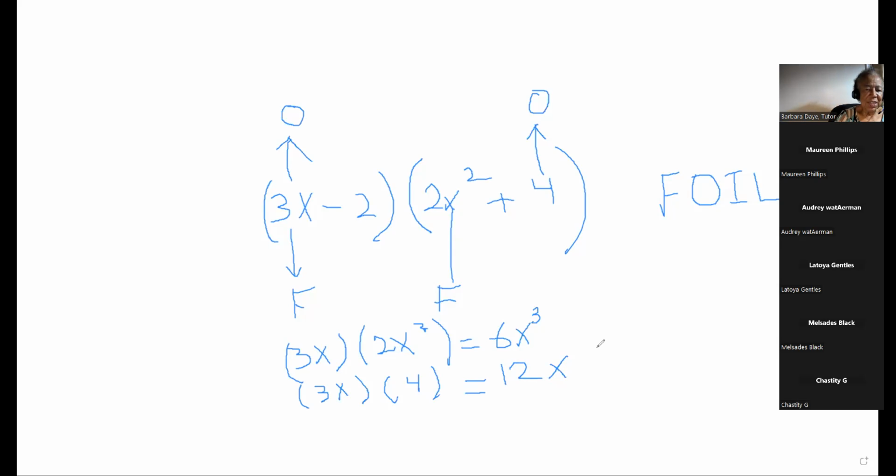Okay, now which one is inner? Maureen, what are the inner terms? The minus 2 and the 2x to the second. Audrey, I'm talking to Maureen, so I don't want to hear anybody talking but Maureen. Maureen, what are the inner terms? The minus 2 and the 2x. You're throwing away your power? 2x to the second power. That's it. That's your inner. Let's put that here. That's our I for inner, right?